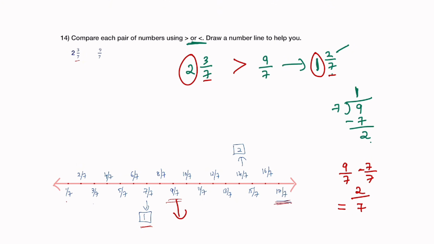So if you do the reverse work with this, this is 2 times 7 plus 3 upon 7. That's 2 times 7 is 14, 14 plus 3 is 17. So that's 17/7, and that's exactly what we have here. So you see one number is here, the other one is here. But obviously 9/7 is less than 17/7. So you do either of the conversions, okay?